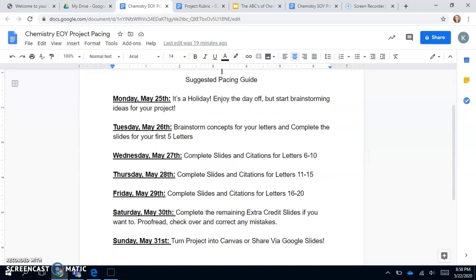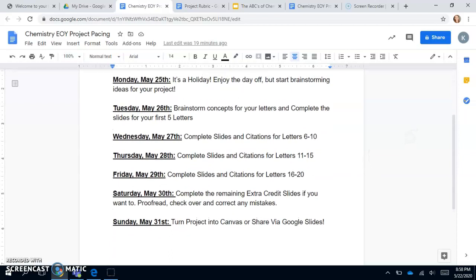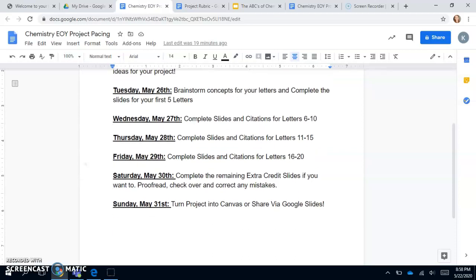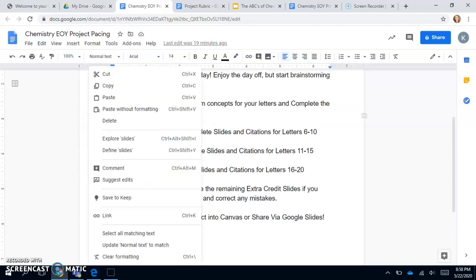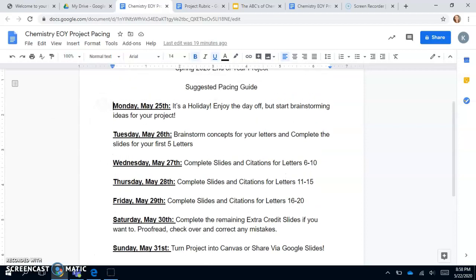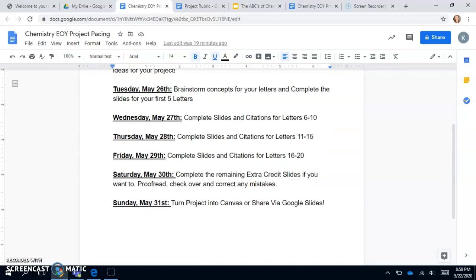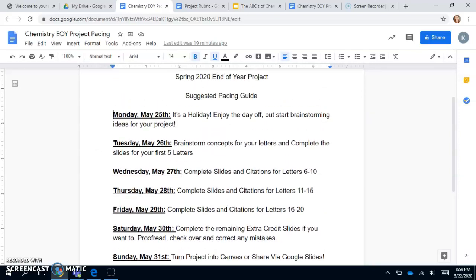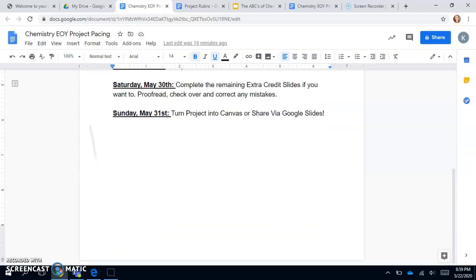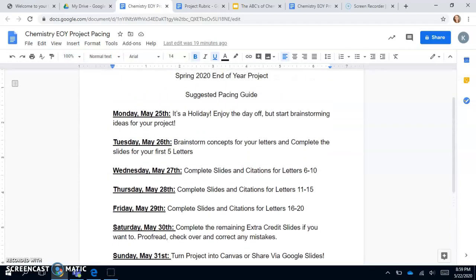And then here is your suggested pacing guide. Monday is a holiday, so enjoy it. I mean, you know how quickly you can work and you know how much time it should take you to get this done. So basically this is paced out using the whole week. If you want to do it in a day, do it in a day. I mean, some of you guys go above and beyond anyway, so it's not a problem if you want to turn it in on Monday or Tuesday or Wednesday. It doesn't matter as long as it's turned in by Sunday. But this is just a suggestion, basically doing 5 slides a day, so you don't go crazy getting it done. Or if you want to knock it out, that's for you.